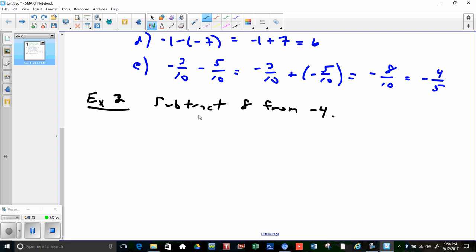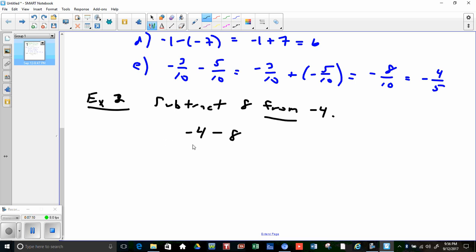The importance here is that it's telling us to subtract, so we know it's a subtraction problem, but it says subtract 8 from negative 4. The word "from" indicates that we're going to start with the negative 4 because I'm taking something from this. So we'll start with negative 4 and then I'm going to subtract 8 from it. So the order there is important. The vocabulary here is the actual word "from."